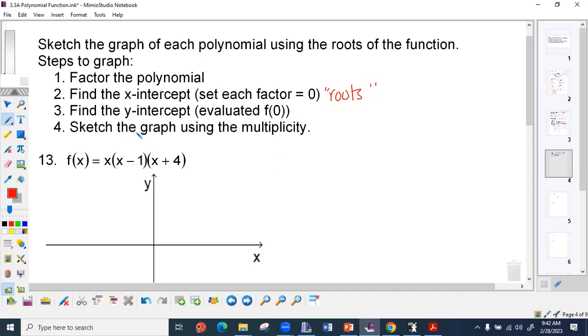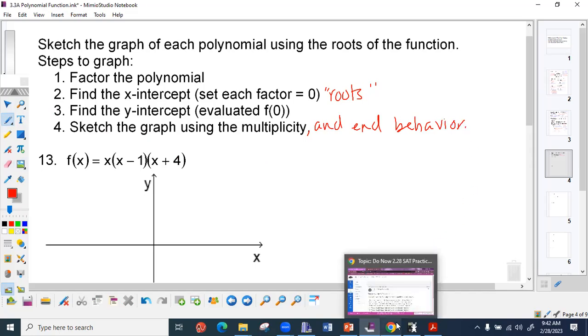Step 4, we're going to sketch the graph using the multiplicity, and I forgot end behavior. So multiplicity, comma, and end behavior. I need you to add that in there, okay? Those are going to be the 4 steps that we follow. See how that period became a comma? Fixed.